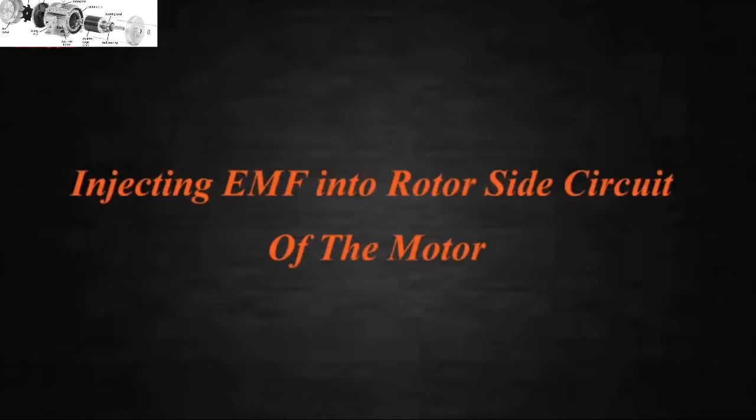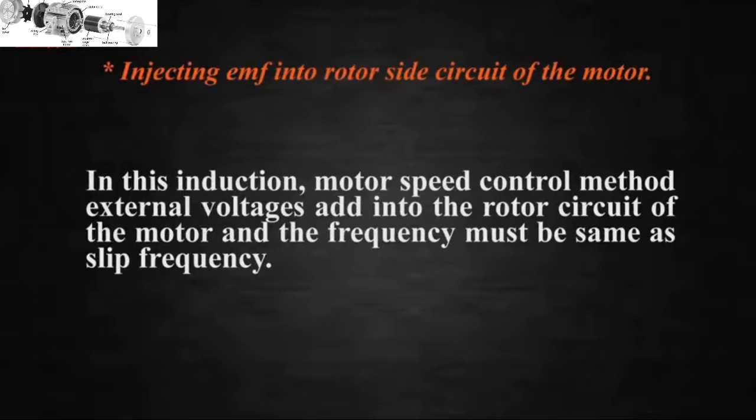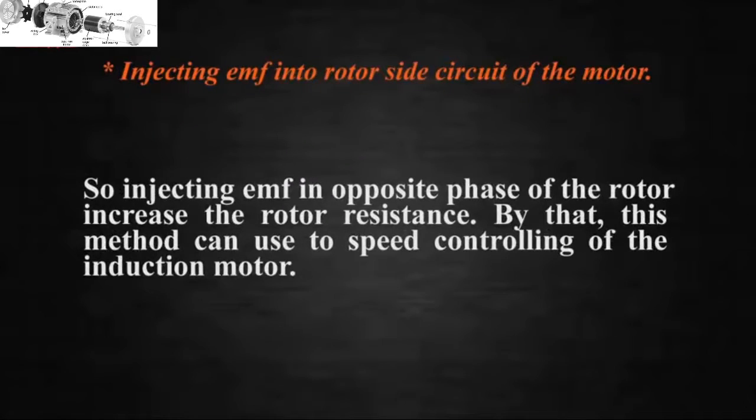Injecting EMF into the rotor side circuit of the motor. In this induction motor speed control method, external voltage is added into the rotor circuit of the motor, and its frequency must be the same as the slip frequency. So injecting EMF in opposite phase to the rotor increases the rotor resistance. By that, this method can be used for speed control of the induction motor.